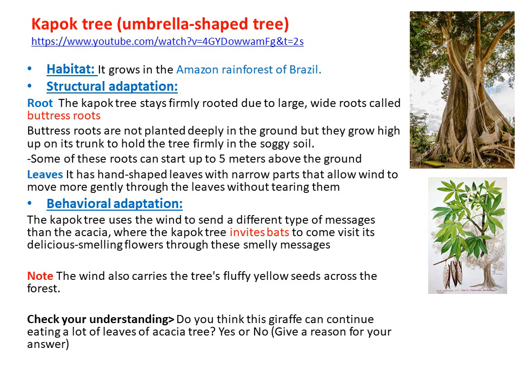Also here the leaves have a different structure. It has hand-shaped leaves. It means it looks like a hand, with narrow parts that allow wind to move more gently through the leaves without tearing them. So if the leaf is wide and not hand-shaped, the strong wind that is characteristic of this habitat is going to tear the leaf apart.